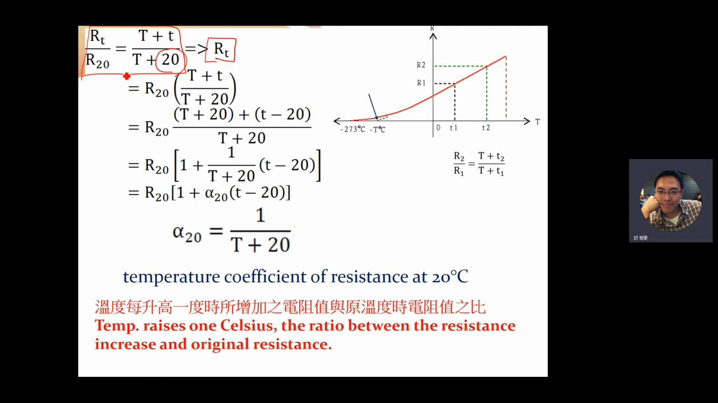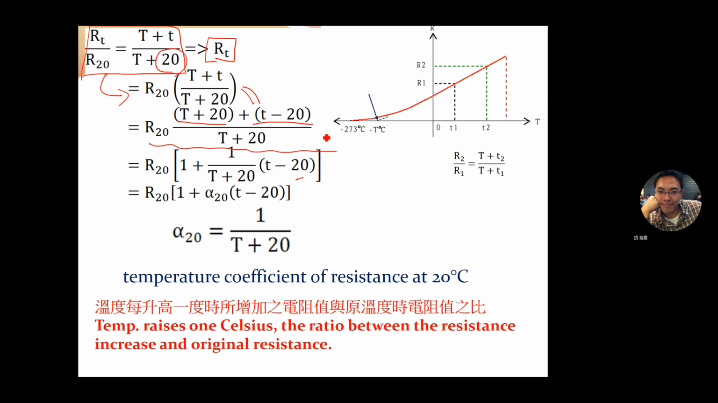Therefore, we arrange this relation from here to here, and we can rearrange it from the numerators with the T plus 20 plus T minus 20, because this can be deleted. So these two equations are the same. We just use some operations to get the coefficient. It's called the temperature coefficient of resistance.